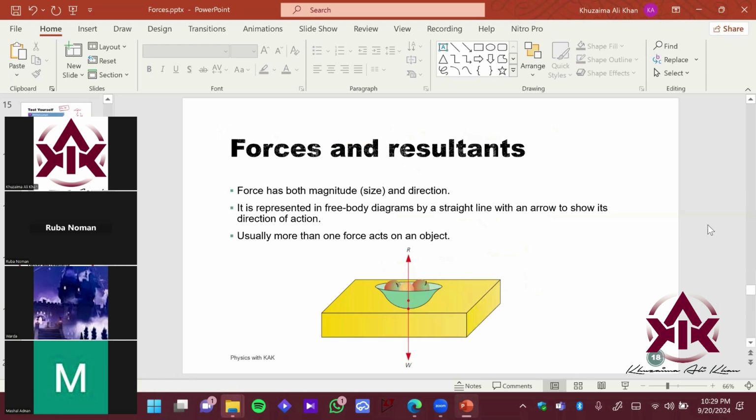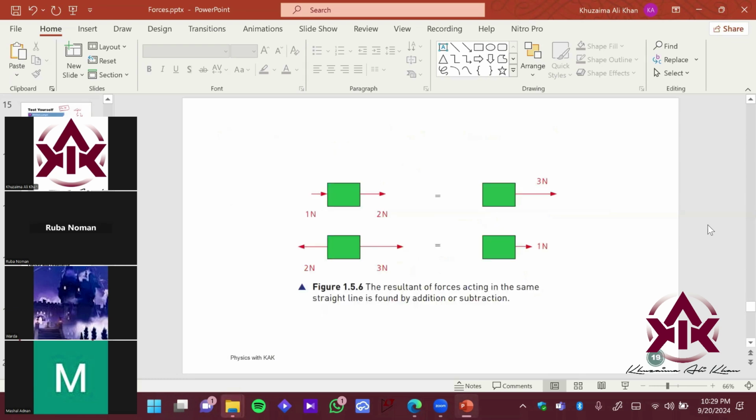So forces and resultants, we're going to just cover this till here. I'm going to end the class because I have another class in 3 minutes. So yeah, let's see what is being shown over here.